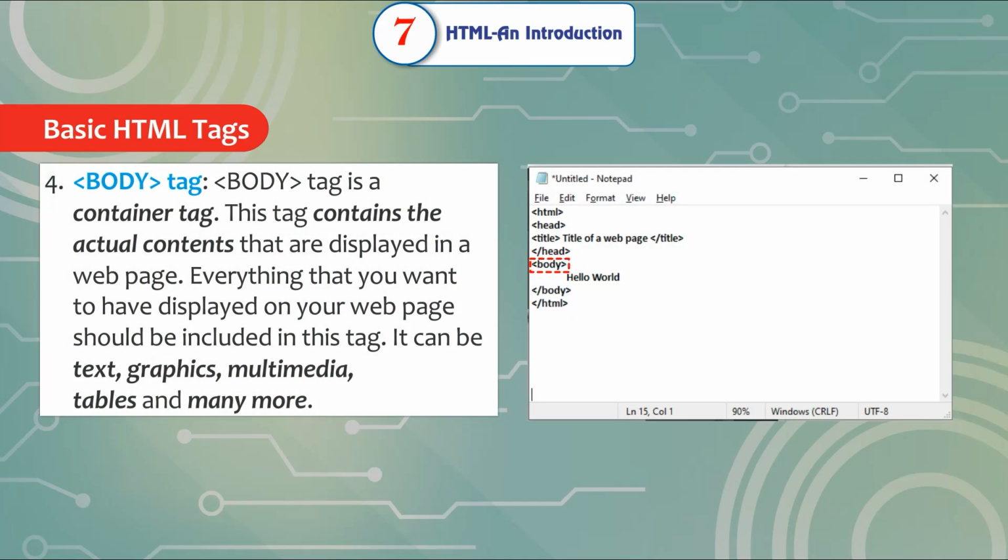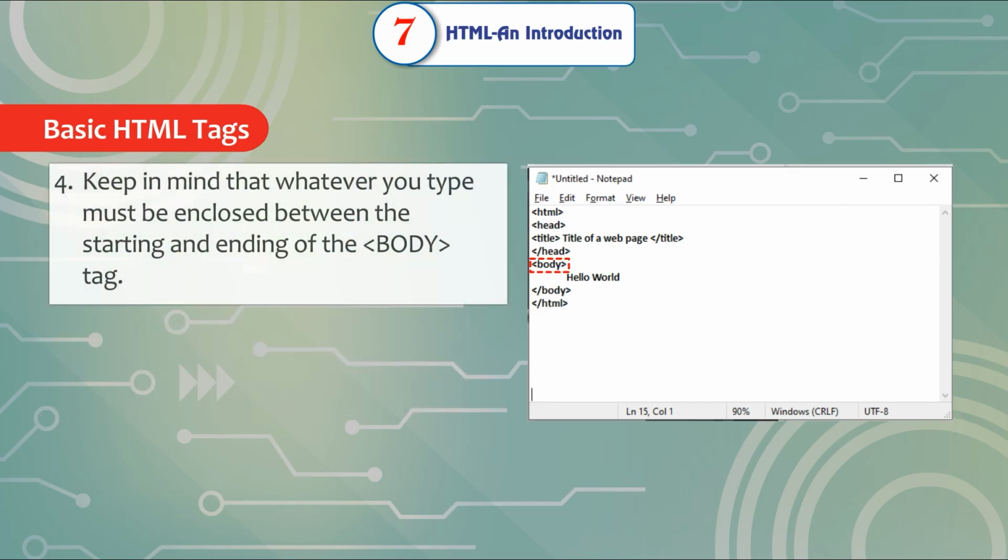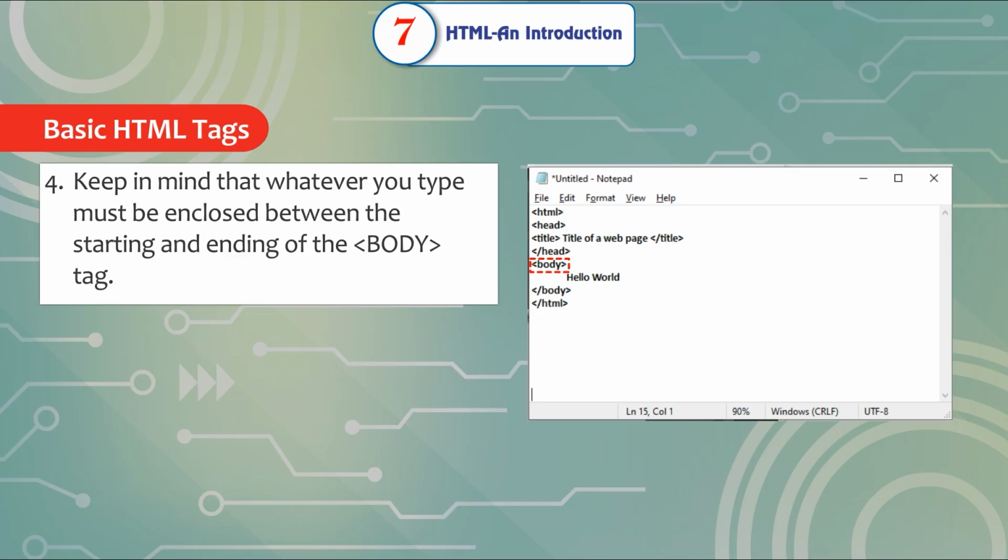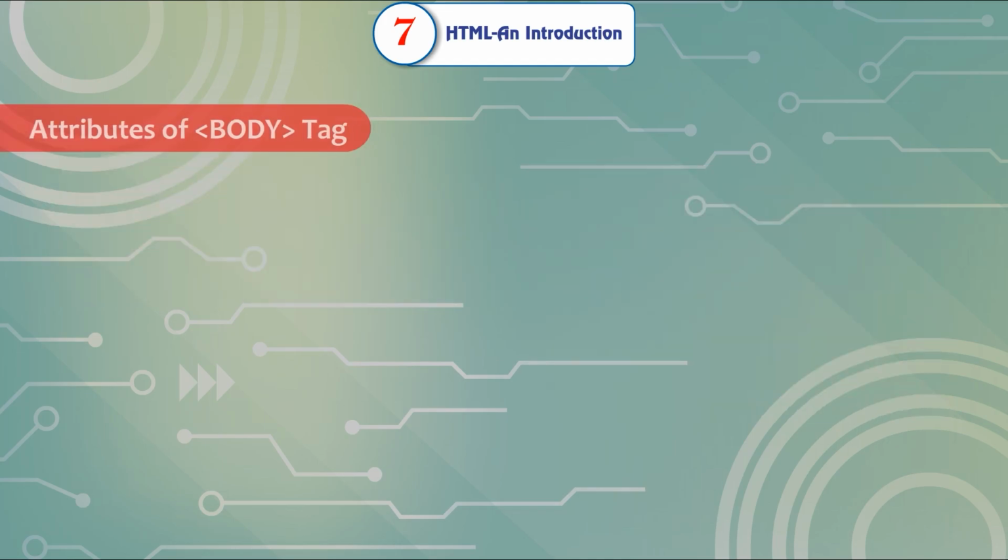4. Body tag. Body tag is a container tag. This tag contains the actual contents that are displayed in a web page. Everything that you want to have displayed on your web page should be included in this tag. It can be text, graphics, multimedia, tables, and many more. Keep in mind that whatever you type must be enclosed between the starting and ending of the body tag.